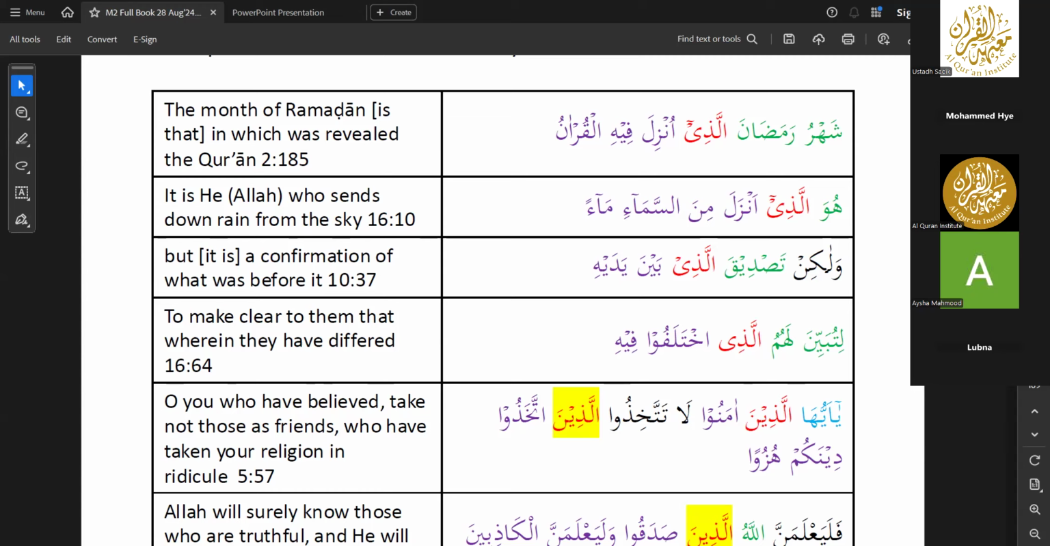Still, you missed something. You didn't say Allazi connects the Sila Mawsul to the antecedent, to the subject. Oh, Allazi connects the Sila Mawsul, yes. Okay, I see what you mean. I missed that. So Allazi is the connector for both sides. So it is connecting to the month of Ramadan, and in which the Quran was revealed.